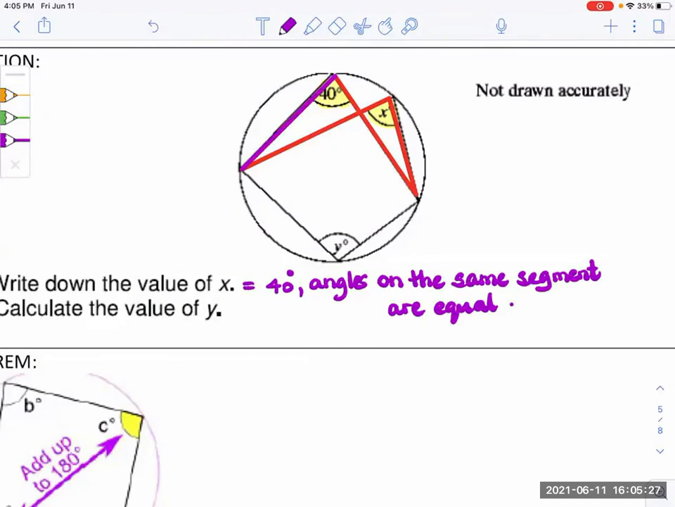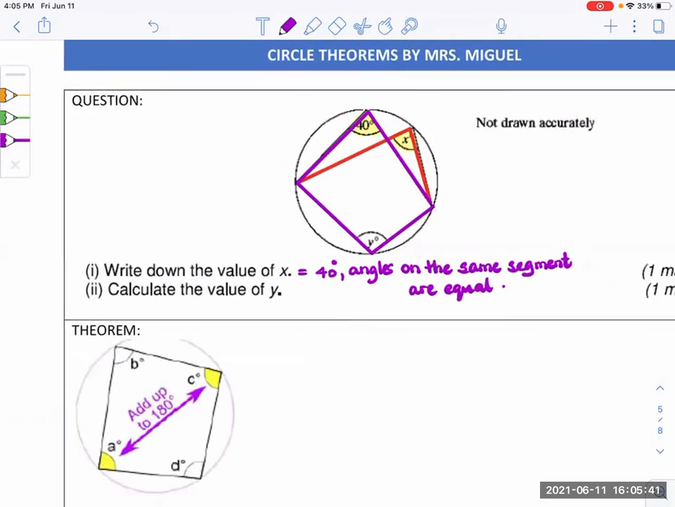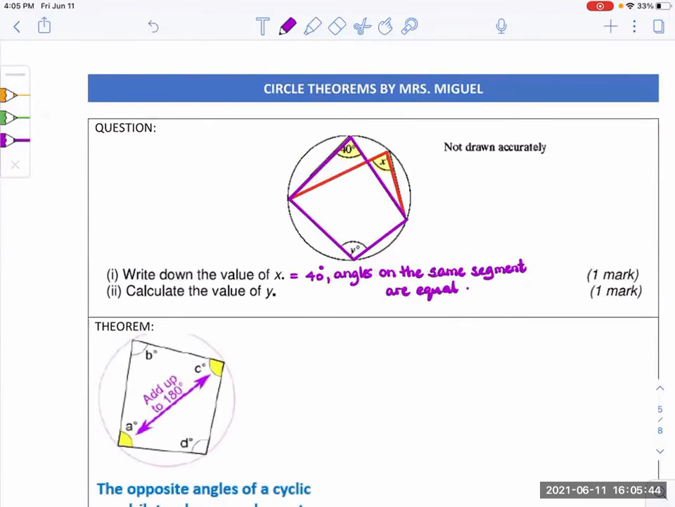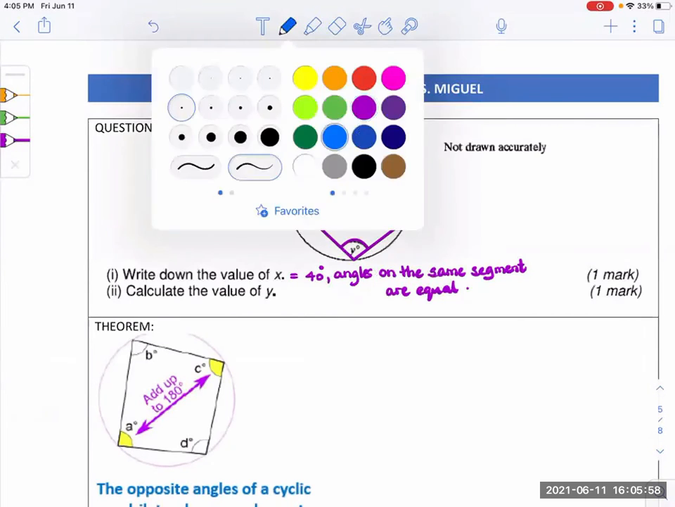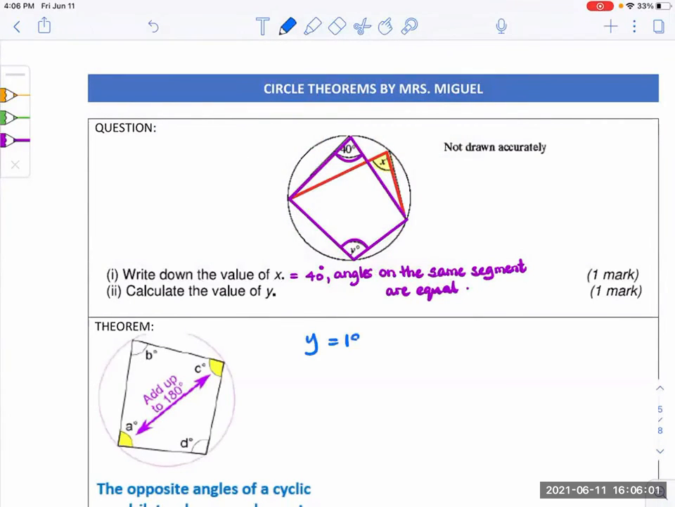How do we call a four-sided figure that is found inside of a circle with all the corners touching the circumference? A cyclic quadrilateral. And what do you know about the cyclic quadrilateral? The opposite angles add up to how many degrees? 180 degrees. So if you know that, can you find y? Yeah, miss. So y is equal to 180 minus 40 degrees, which is 140.